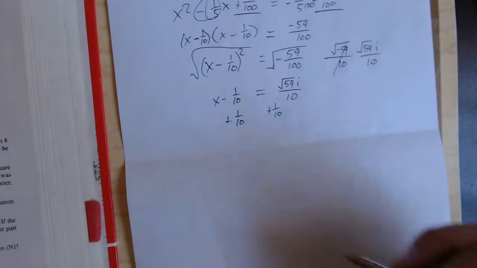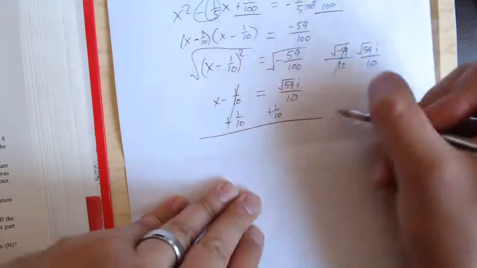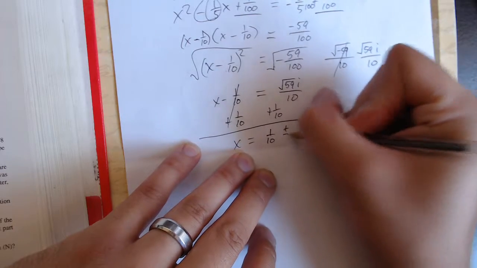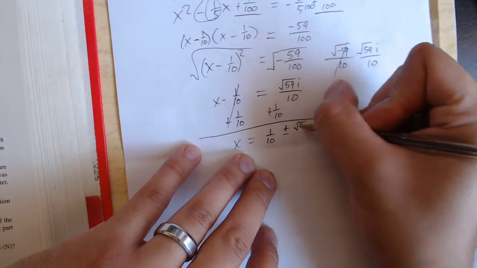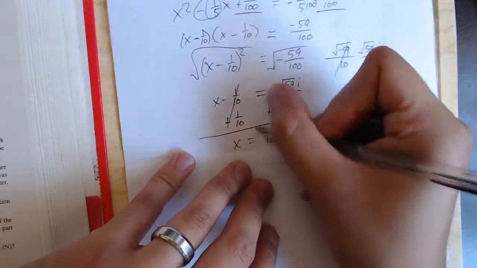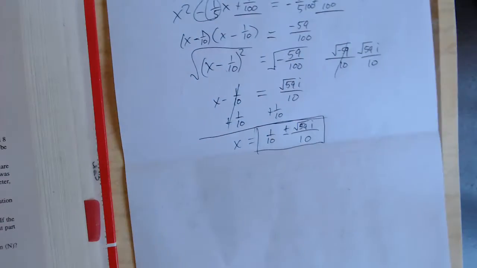Zoom out a little bit more. That cancels, and then we get x equals 1/10 plus or minus the square root of 59i over 10. And that is our final answer.